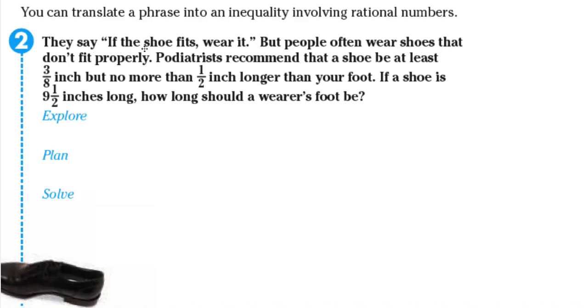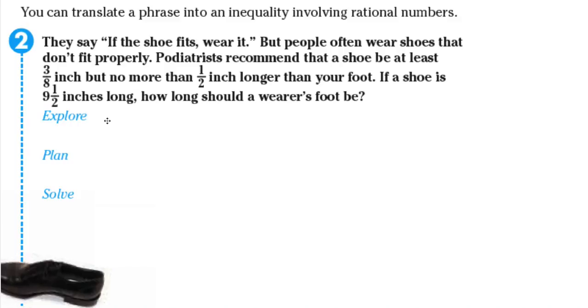In example number 3, you can translate a phrase into an inequality involving rational numbers. They say if the shoe fits, wear it, but people often wear shoes that don't fit properly. Podiatrists recommend that a shoe be at least 3/8 of an inch, but no more than 1/2 of an inch longer than your foot. If a shoe is 9.5 inches long, how long should the wearer's foot be?